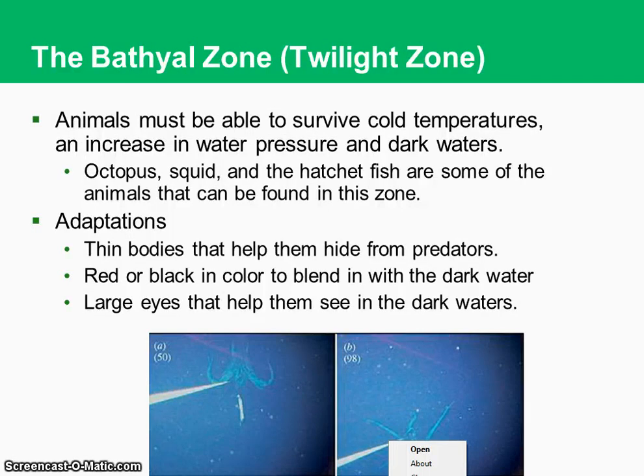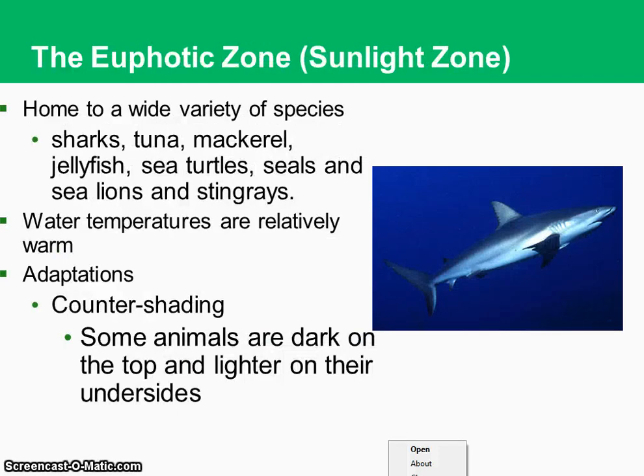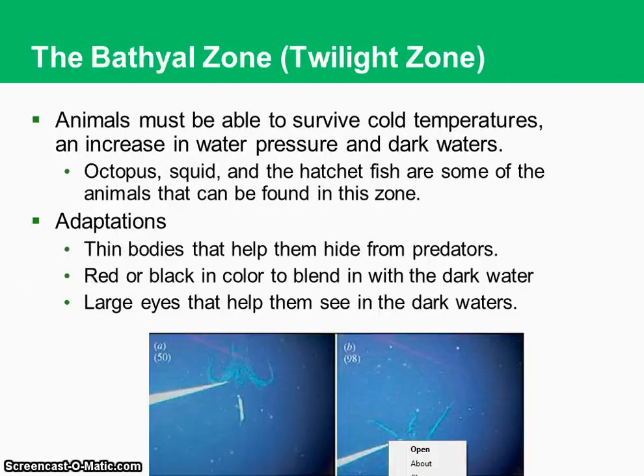The bathyl zone, they call this the twilight zone. And by the way, you also need to know your nicknames. Let me go back and make sure you were able to see that. Euphotic is called the sunlight zone. Bathyl is called the twilight zone. And here, the animals, again, I remember I told you this is where you have the steepest drop in temperature, and that's where you have your thermocline.